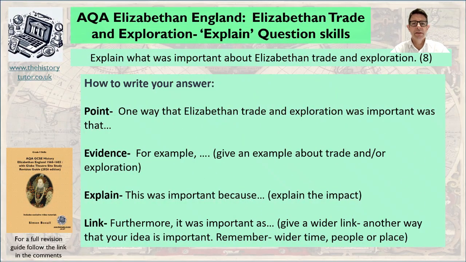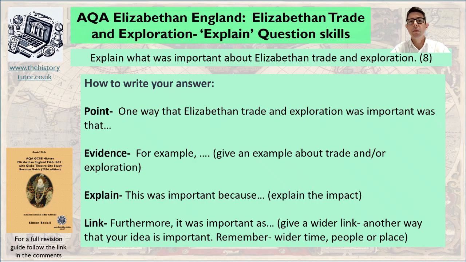So how are we going to write this then? We're going to obviously do our PEE paragraph, as we suggested already. So we're going to say something like, one way that Elizabethan trade and exploration was important was that it created money. So we're going to make a point. Then we're going to give some evidence. For example, Drake did this, Raleigh did this. We're going to give some ideas about money making. And we're going to say this was important because, and explain the impact, led to trade companies, led to this, led to that. We're going to give the impacts.